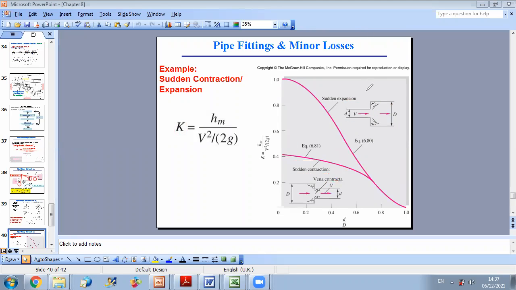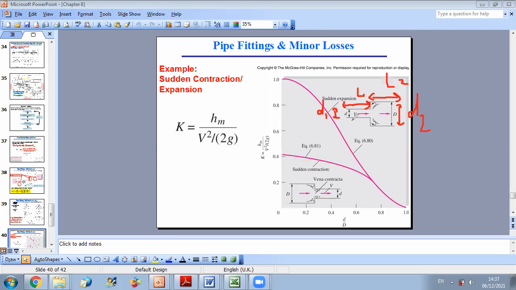Example. You have a sudden expansion. You have a duct of length L1 here and a second part of length L2. And you have different diameters, D1 and D2. Of course, here, since D is changing, you cannot take one friction factor for both. So you should calculate a friction factor for part 1 and a friction factor for part 2.